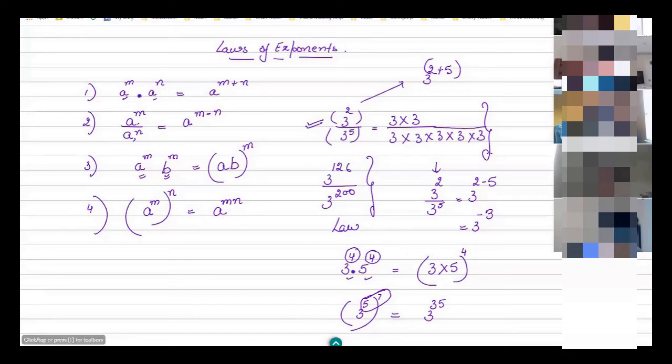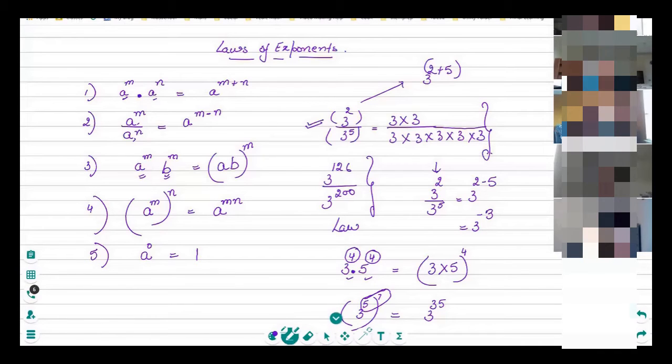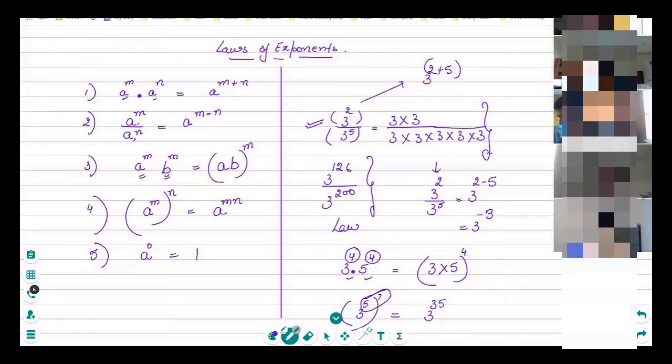Okay, one more thing. This you already know, and I told you in last class also. Anything raised to the power 0 is always 1. Anything raised to the power 0 is always 1. These are the important laws of exponents which you all have to memorize.